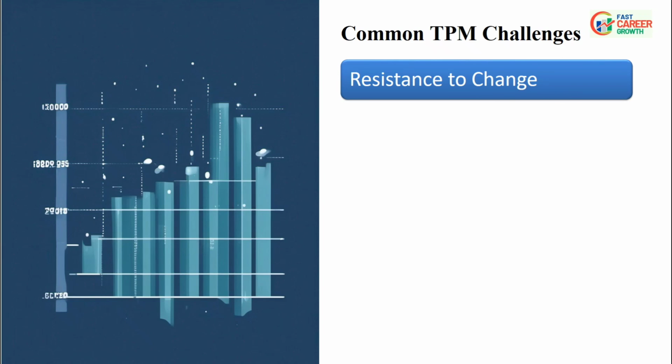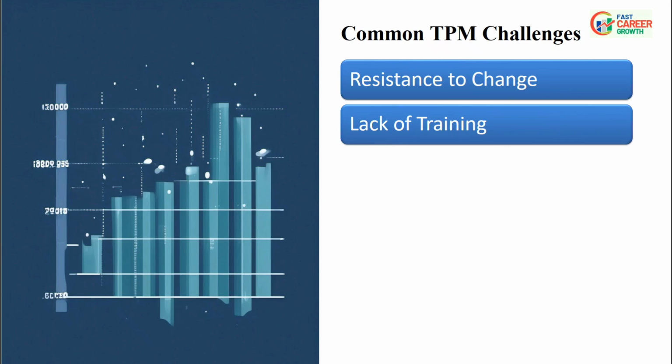Lack of training. Emphasize that insufficient training can hinder the success of TPM. To address this, invest in comprehensive training programs for employees at all levels, ensuring they understand TPM principles and their roles in implementation.